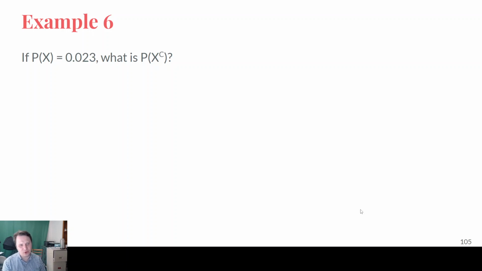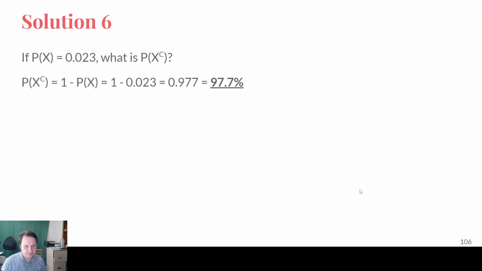Here's one last one from your homework. The probability of event X is 0.023. What's the probability of the complement? Well, hopefully by now you know this. Even though we don't know what the event is, the probability of the complement is just 1 minus the probability. So 0.977 or 97.7%.